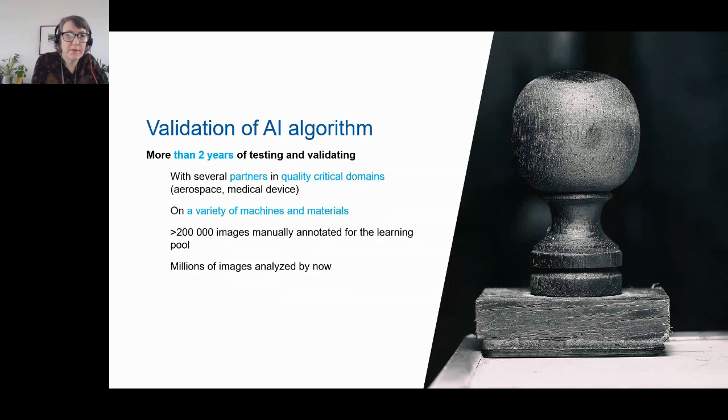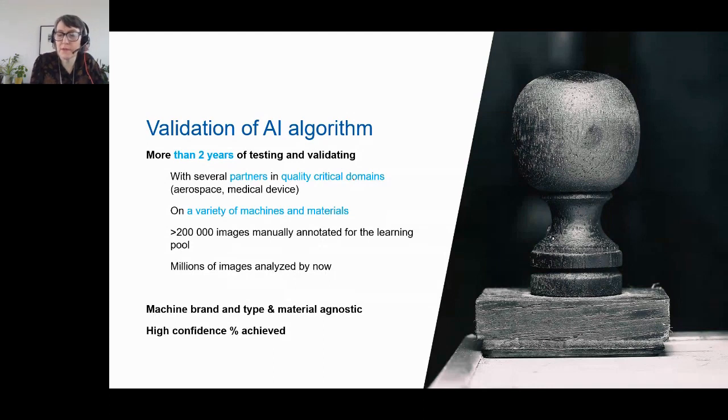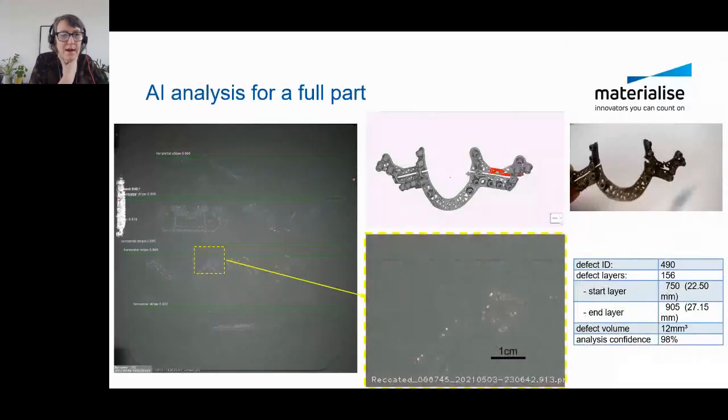So I feel pretty assured that we have a robust and reliable algorithm that is also machine, brand, type, and material agnostic. And we have a very high confidence percentage achieved on everything that we detect. So let's get out of the theory and let's look at some examples.